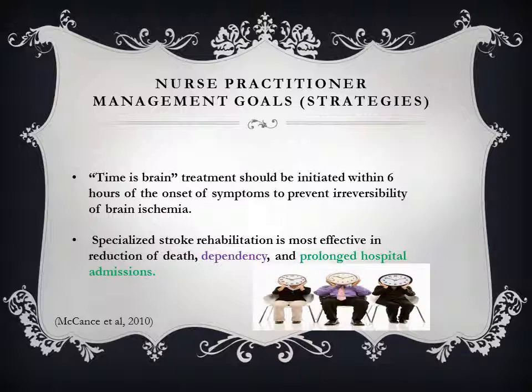The nurse practitioner's management of goals and strategies. Let's first start with ischemic stroke. Time is brain. Treatment should be initiated within 6 hours of the onset of symptoms to prevent irreversibility of brain ischemia. Specialized stroke rehabilitation is most effective in reduction of death, dependency, and prolonged hospital admissions.